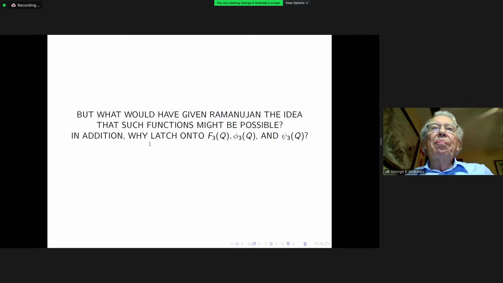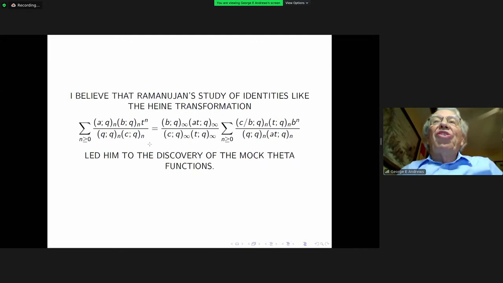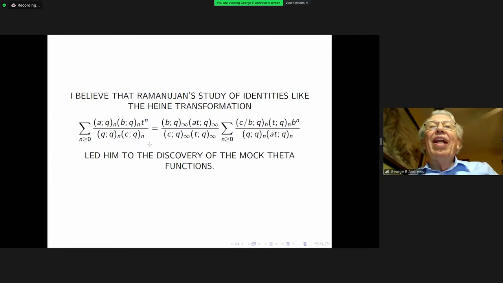So this is the main topic of the talk this morning. What would have given him the idea? So I believe that Ramanujan's study of identities like the Heine transformation, which I do not believe he knew was the Heine transformation, although he undoubtedly had it, although it's not in full generality in his writings. There are enough special cases of it that one would believe that he had it. And I believe that this sort of thing led him to discover the mock theta functions.